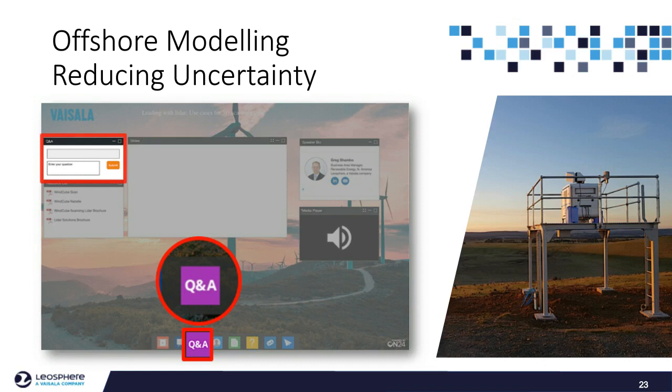Okay, great. So it can be used for both onshore and offshore. We have another question here. Does it require an on-site calibration?